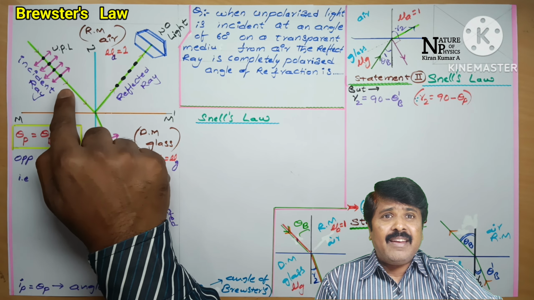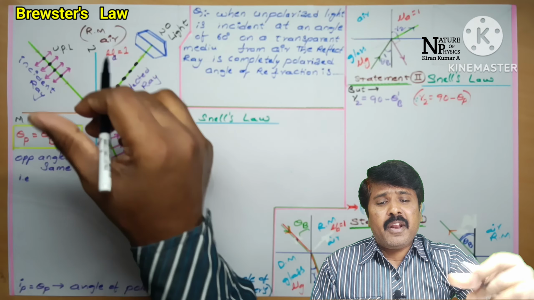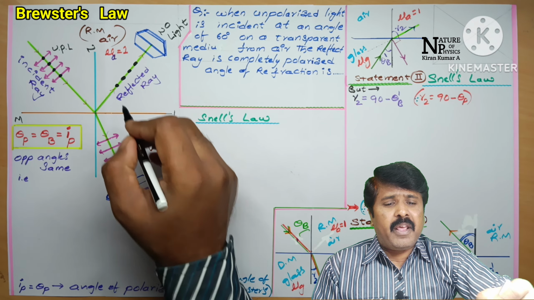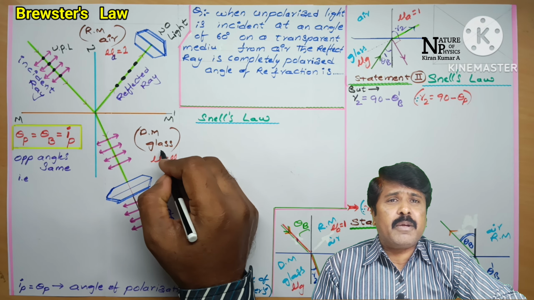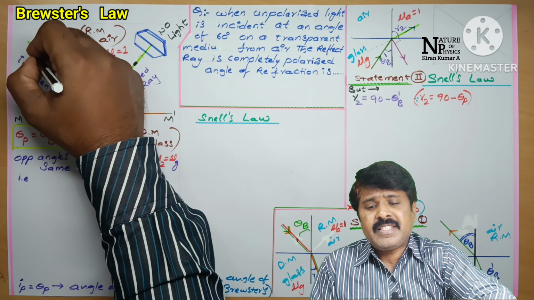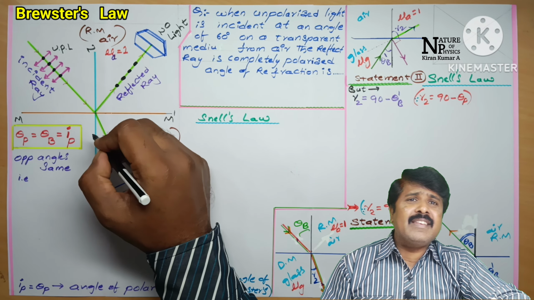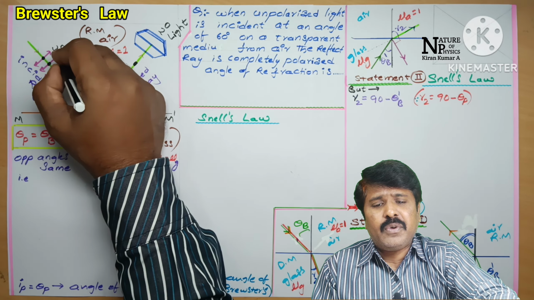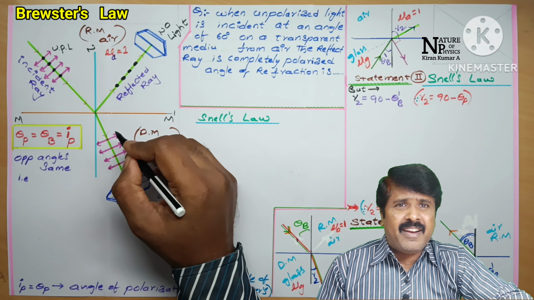See student, light is traveling from the rarer medium to the denser medium. Rarer medium is taken as air and denser medium is taken as glass. This is the incident ray. Incident ray is the unpolarized light. UPL represents the unpolarized light.